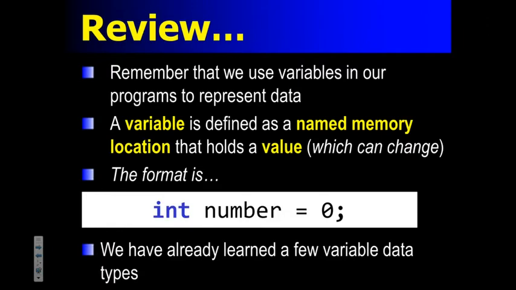Here is the name of the variable, and then in the first part is the type, and we saw that, and then its initial value is 0.